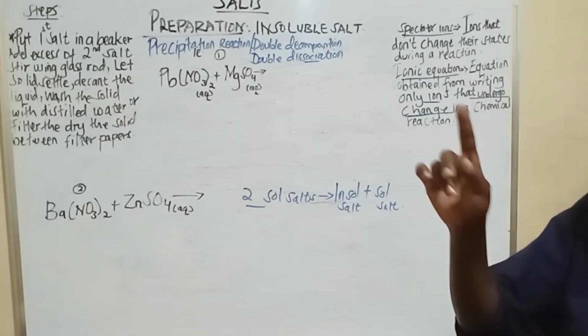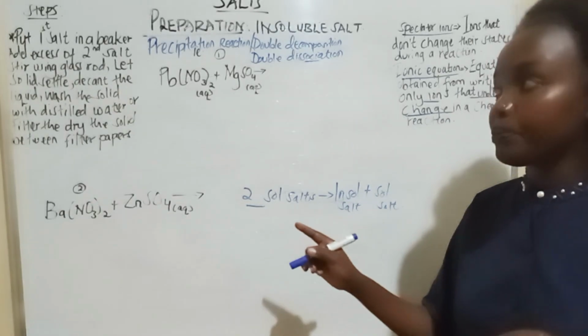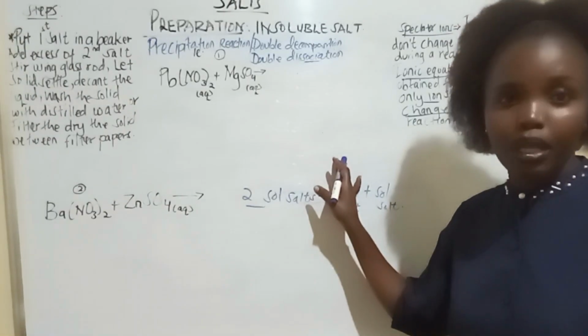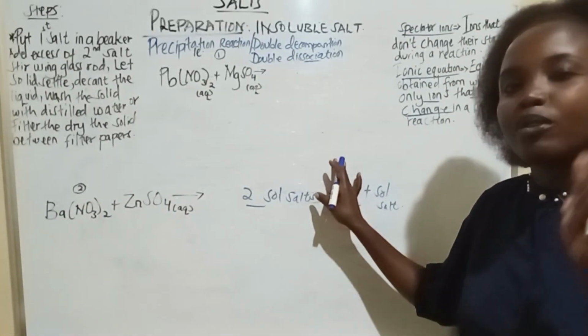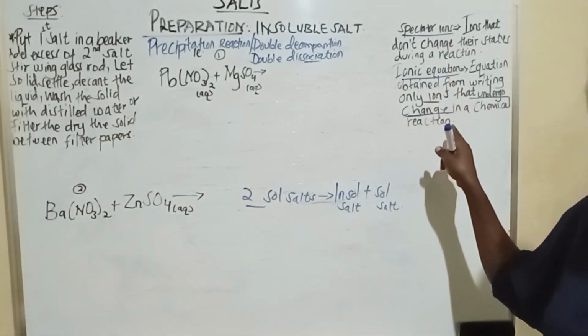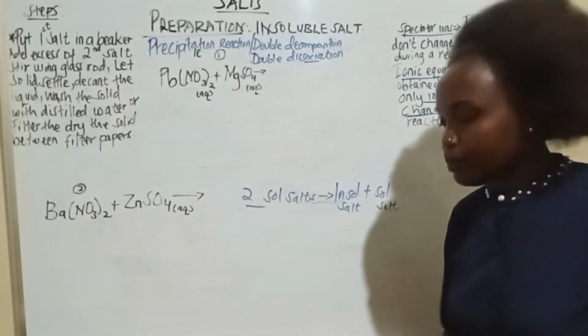So these spectator ions are the ones which you're going to remove, because they did not take part in that reaction, and you're going to remain with only the ions that took part. And that is how you write an ionic what? An ionic equation. So let us proceed.